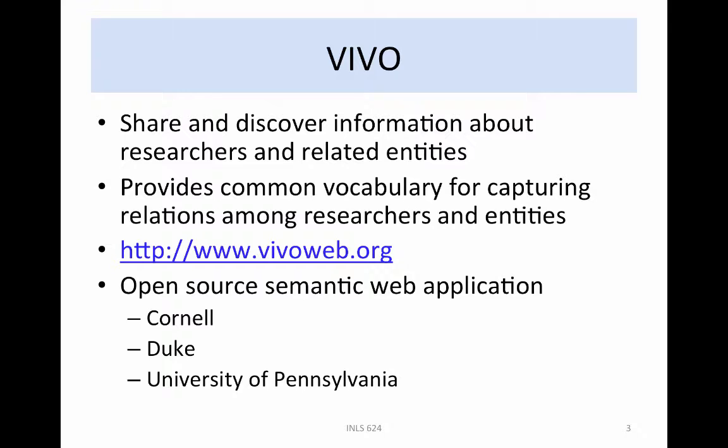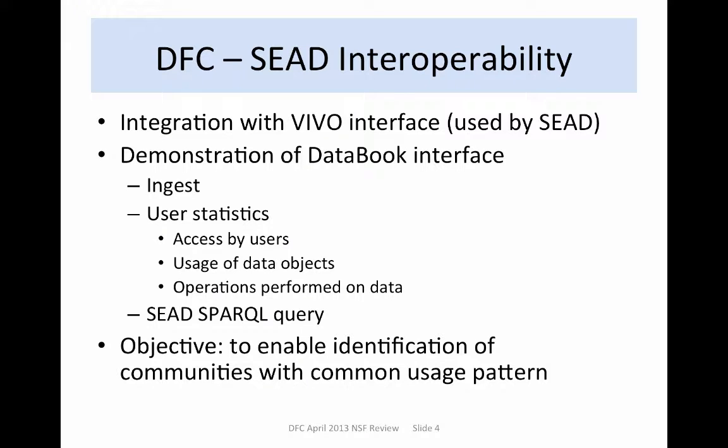The Vivo system is designed to capture relationships between researchers and publications. The extensions being implemented by DFC are the creation of relationships between researchers and datasets, between datasets and operations, and between operations and researchers. The DataNet project's Sustainable Environment Actionable Data uses the Vivo interface to manage information about researchers and publications. An interoperability demonstration was developed that linked the Vivo instance used by SEED with the operations performed upon datasets within the DFC Federation Hub.